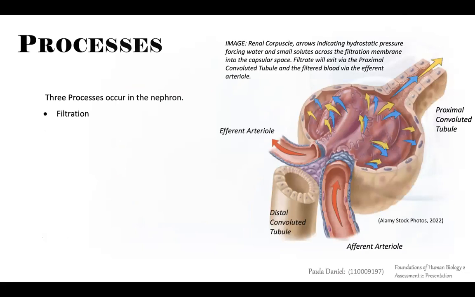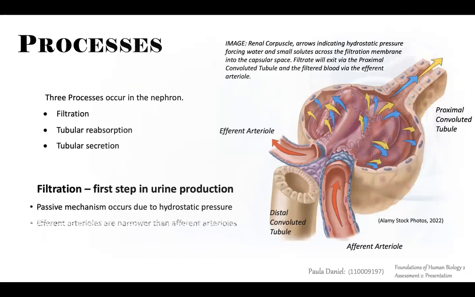The primary role of kidneys is to process blood and form urine. This is done in the nephron through 3 processes. Filtration, the movement of water and protein-free solutes from plasma into the glomerulus in the capsule space. Tubular reabsorption, movement of molecules out of the tubule and into peritubular blood. And tubular secretion, movement of molecules out of peritubular blood and into the tubule for elimination.